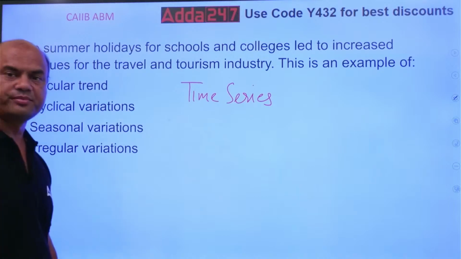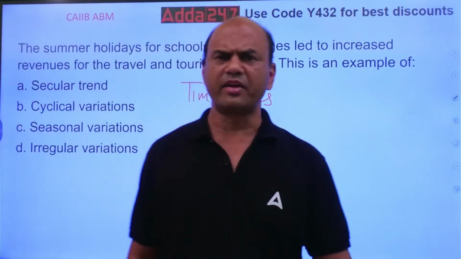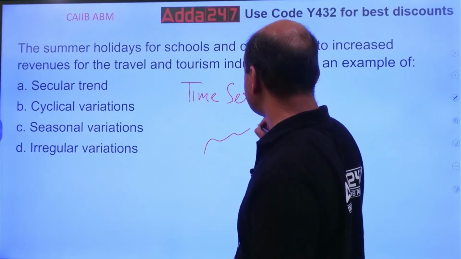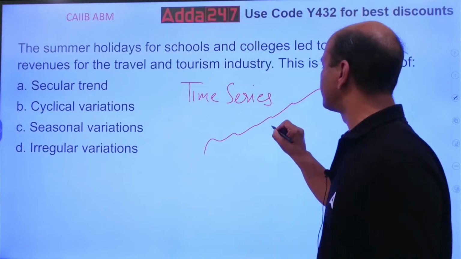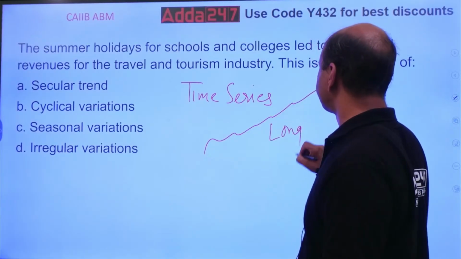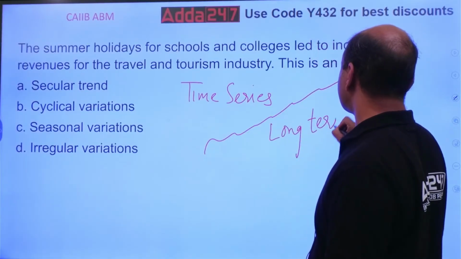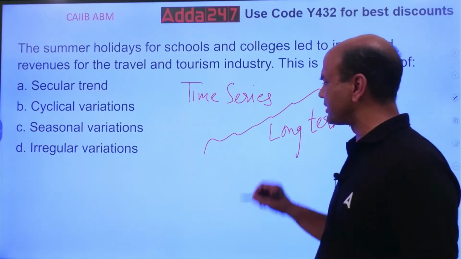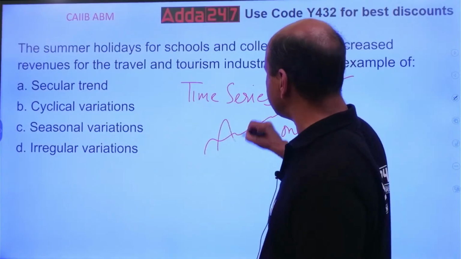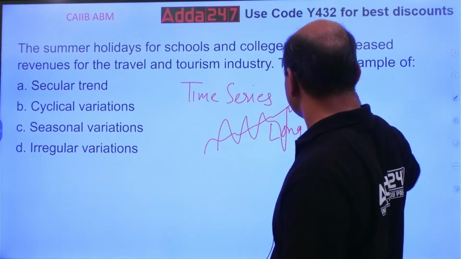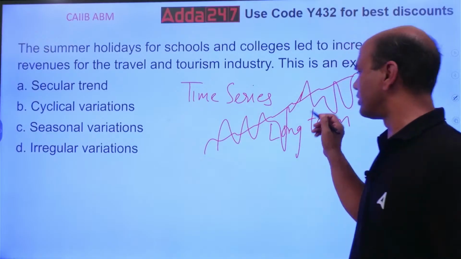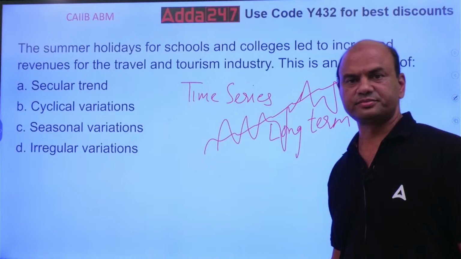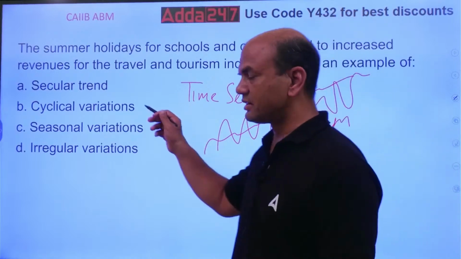What are each one? I've covered it many times. What are each one? Secular goes on increasing constantly in the long run. It is always for the long run, long term. It always goes on increasing constantly. Sometimes down, sometimes up. Means it's not like this actually. It's like this. Means it's sometimes up, sometimes down. But in the long run, it goes up. That is secular. Cyclical.